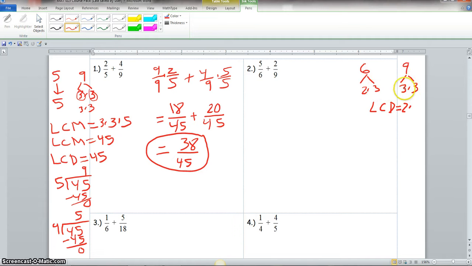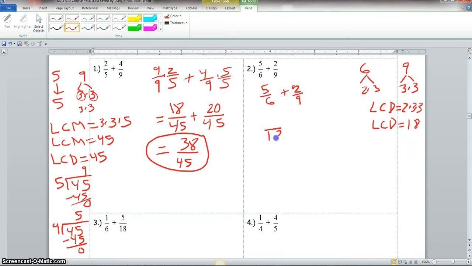So remember, whenever we have the same number, we look to see which number had the most amount of that number. 9 has 2 3s, so we will write 2 3s. And that's it. So our least common denominator, when we multiply this out, is 18. So I'm going to write the 5/6 and also the 2/9s.